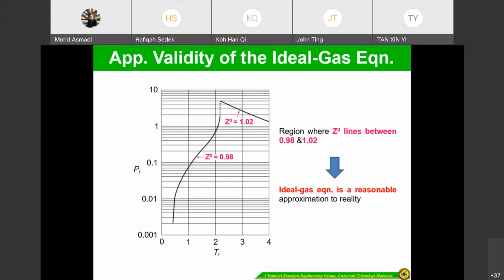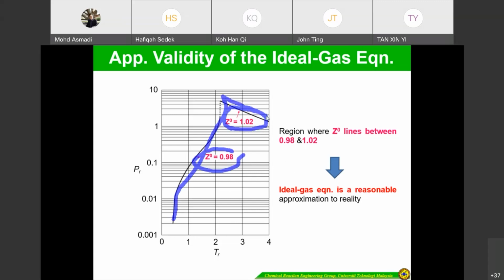So what is the validity of the ideal gas equation you can use? As I told you previously, you can consider z equal to 1 when you refer to this figure. If you look here, the value of z naught should be 1.02. This is equal to z, because it lies on this line.